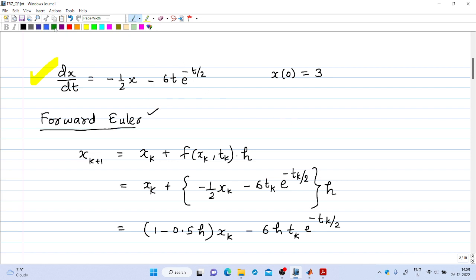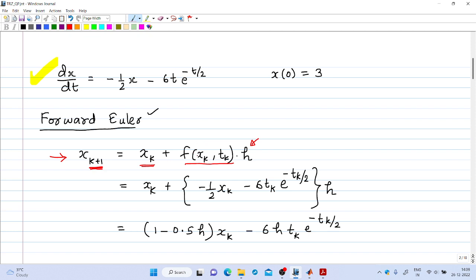So in the general expression for forward Euler technique, we know x of k plus 1 at t is equal to tk plus 1. At k plus 1th instant, value of x is given by value of x at kth instant xk plus the function evaluated at xk tk multiplied by step size h. So this is the general expression in forward Euler method. This we have seen in the previous videos.